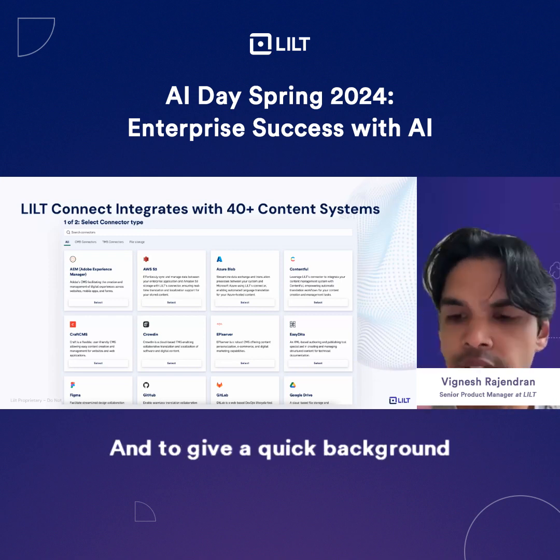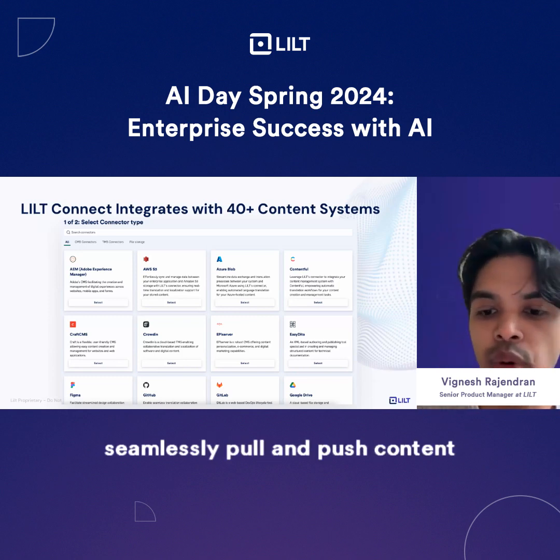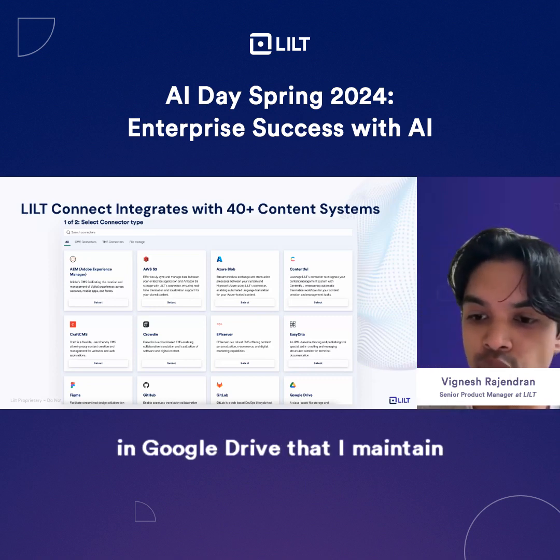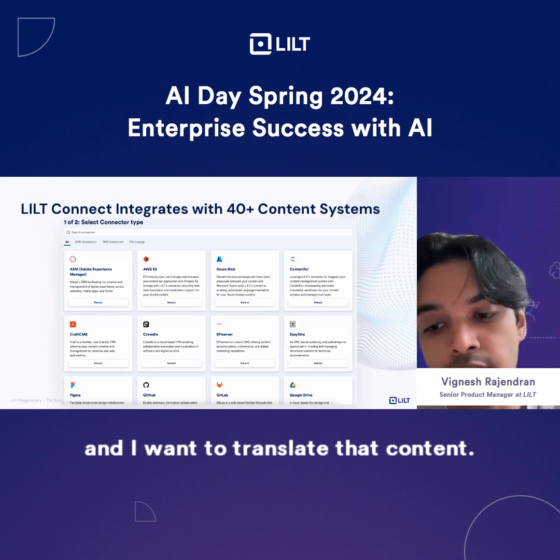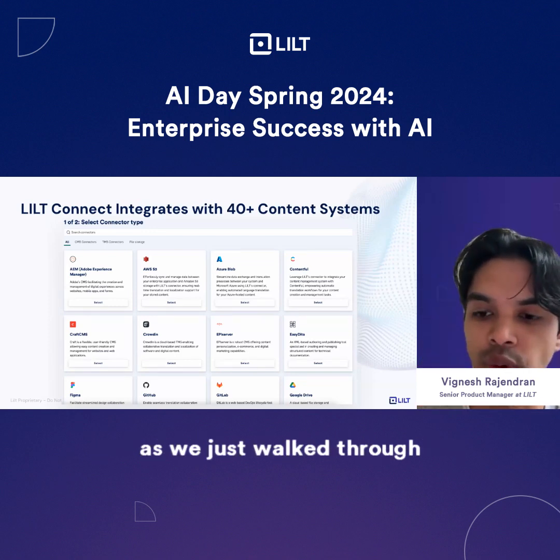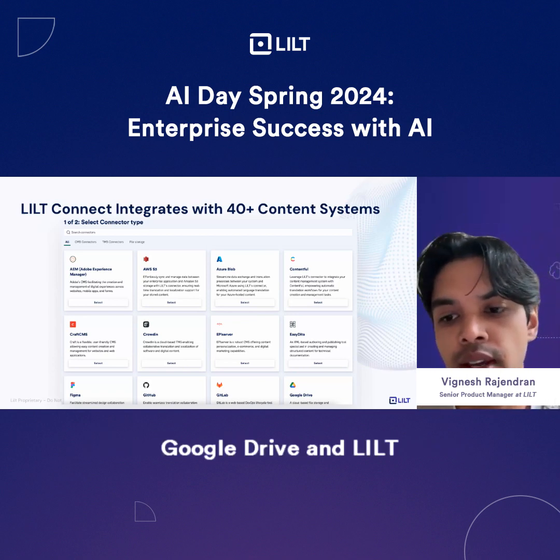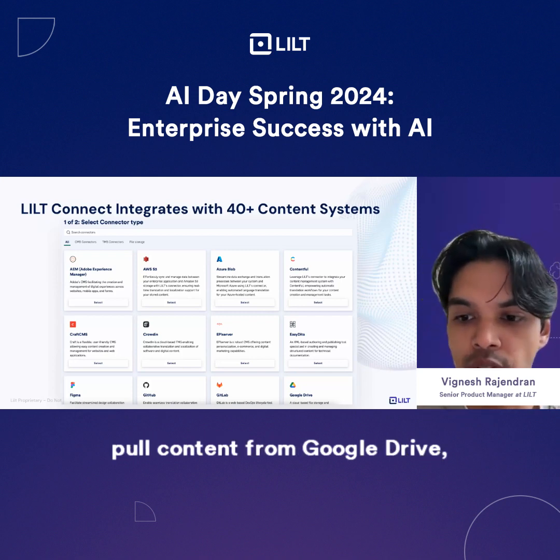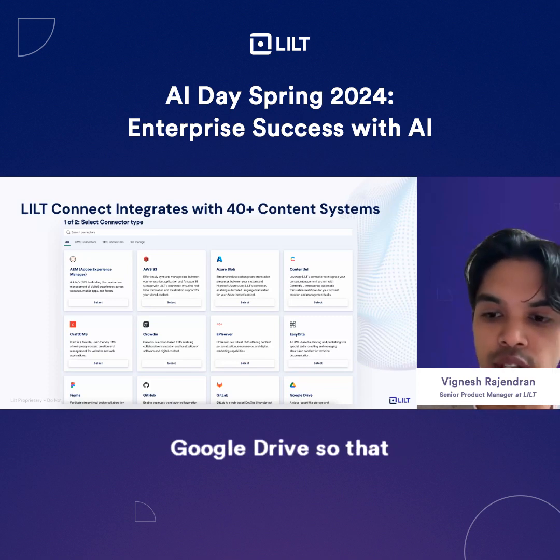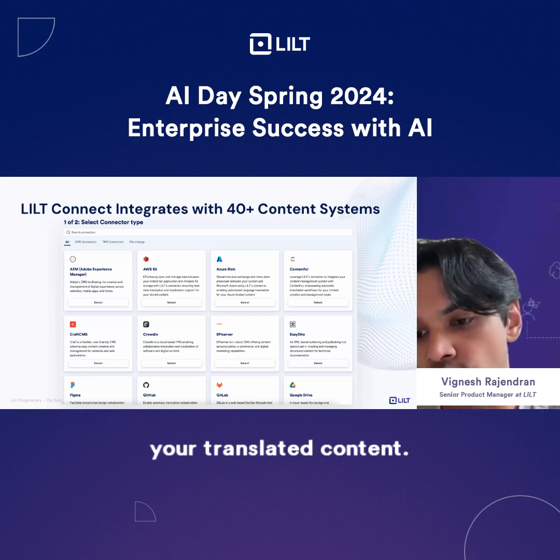able to connect with. And to give a quick background for anyone on connectors, what that essentially enables you to do is seamlessly pull and push content from your content system. So let's say I have a bunch of files in Google Drive that I maintain, and I want to translate that content. So instead of having to go into LILT and upload these files, as we just walked through earlier in the translation workflows, I can actually set up a connector between Google Drive and LILT. And so LILT will automatically pull content from Google Drive. It will go through the LILT translation workflows and then send it back to Google Drive so that you never actually leave your own translation workflow to both send and receive your translated content.